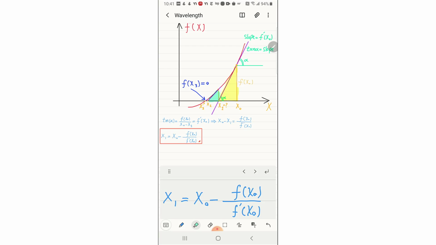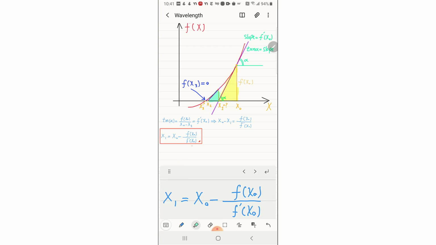Some references suggest that we may consider Taylor's series to derive Newton's method, but I believe this simple illustration is simpler and more comprehensive to understand. So I just decided to show you this approach.